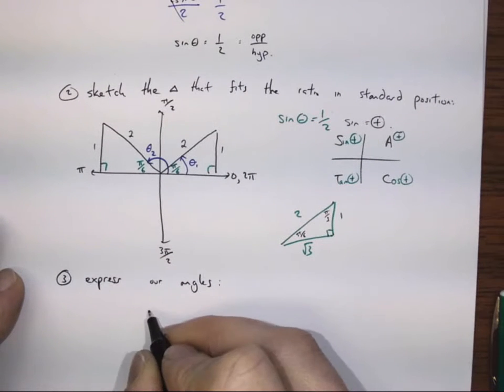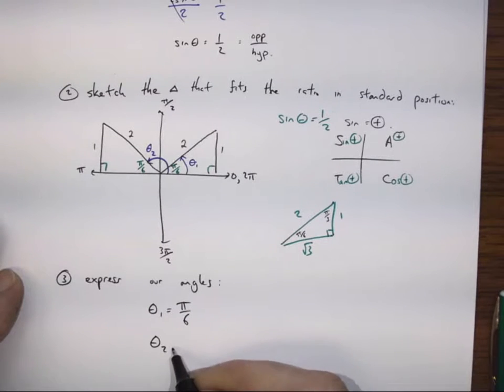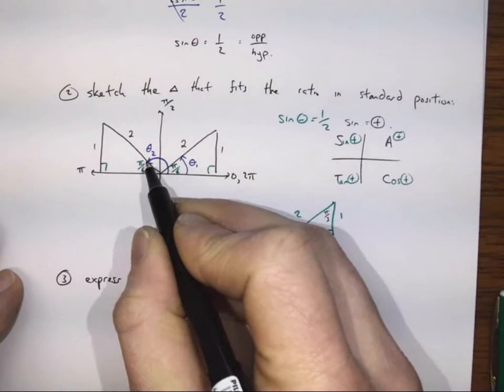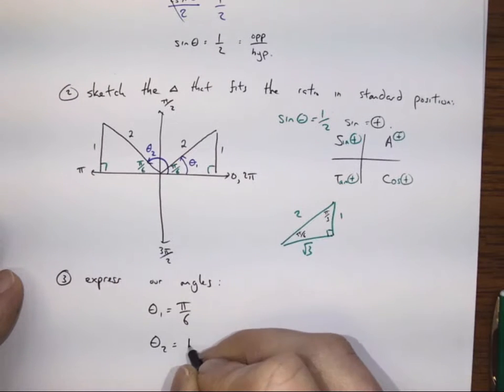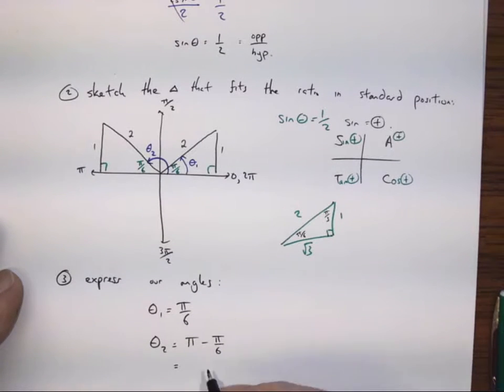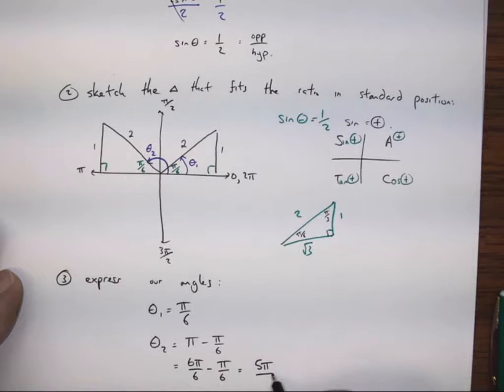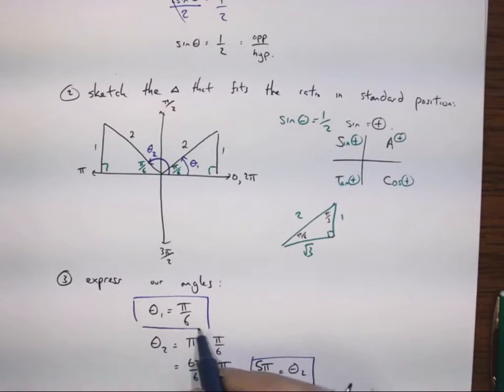Okay, so that gives us theta 1 is pi over 6, and theta 2 is, well, it looks like it's almost at pi. Then we're going to take away that part we're missing, that pi over 6. So I'm going to write that as pi minus pi over 6, which is 6 pi over 6 if I wrote them with the same denominator, which means we have 5 pi over 6. All right, and that's equal to theta 2. That's one answer, and that's the other answer.